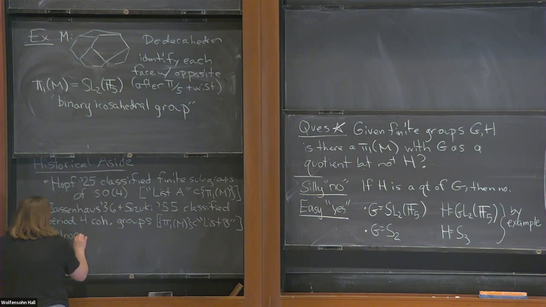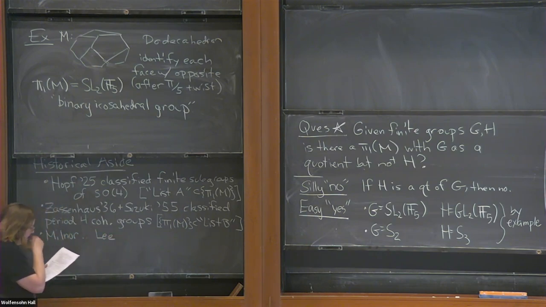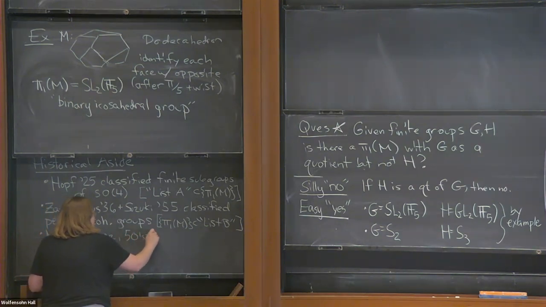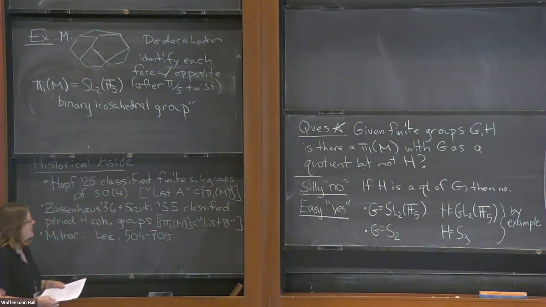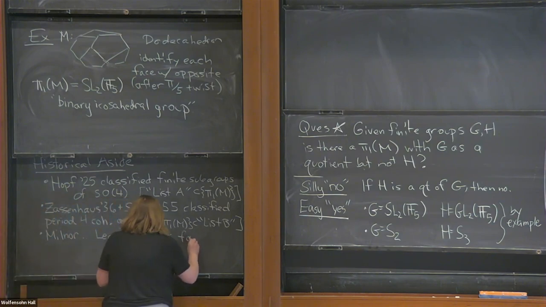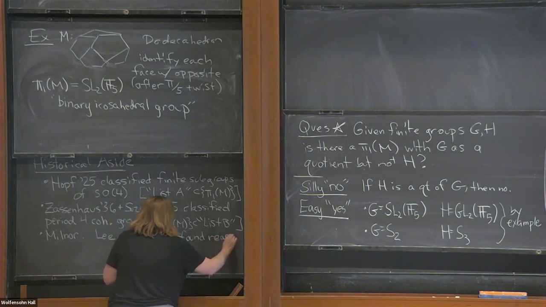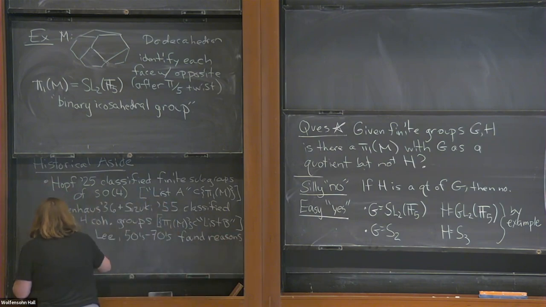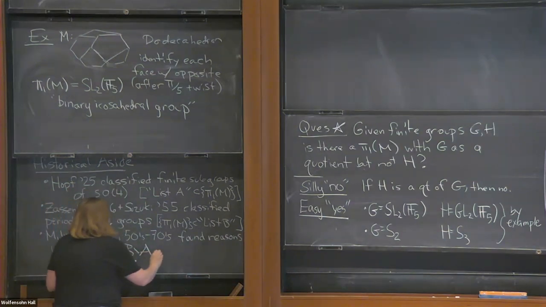of many mathematicians, but in particular, I want to point out Milnor and Lee from the 50s through the 70s that found reasons why most of the groups that had period four cohomology but were not in Hopf's list of finite subgroups of SO4 could not be 3-manifold groups. So found reasons why most of, okay, I'll call it B set minus A. So the things in here that weren't in here couldn't be.